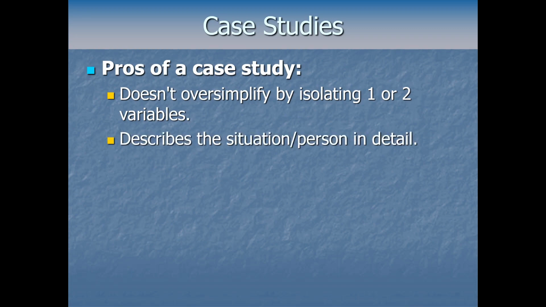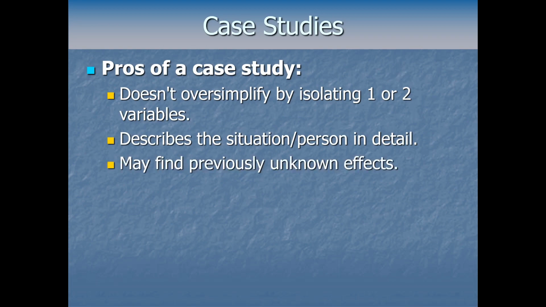Also, case studies provide a lot of context, which may be helpful. It may help us understand a phenomenon better. So it describes the situation and the person in detail. And sometimes that information really does matter. It can help us understand things or give us new hypotheses, for example. Lab studies, on the other hand, can sometimes be sort of artificial and out of context.